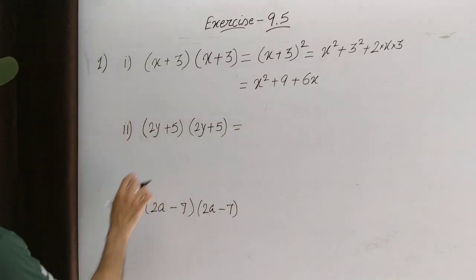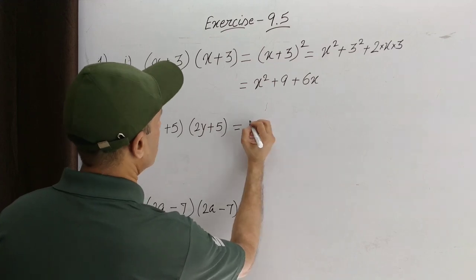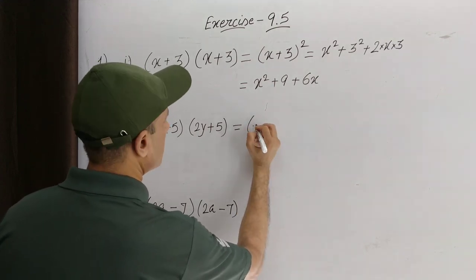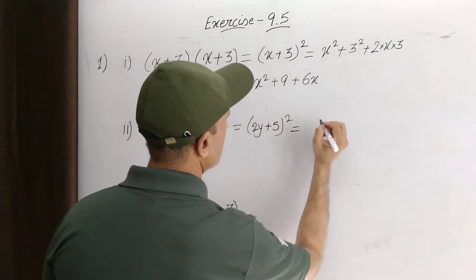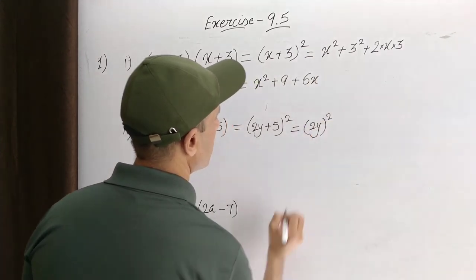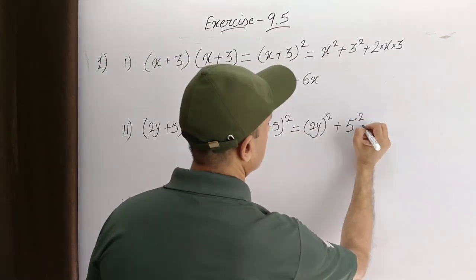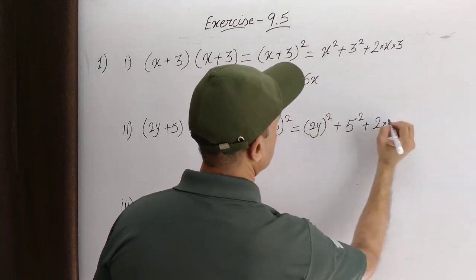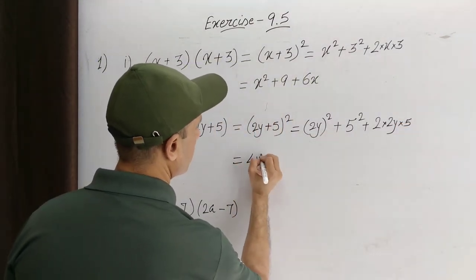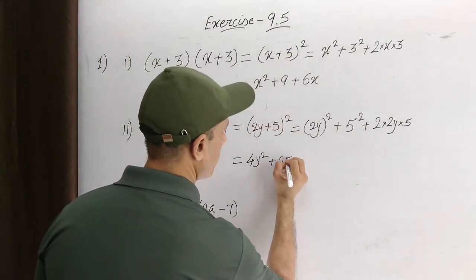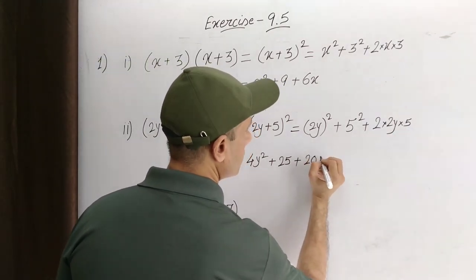Second question. Same, (a plus b) into (a plus b). So we write it as (a plus b) whole square. This is equal to a square, that is 2y square, plus b square, that is 5 square, plus 2 into a into b. You get the result as 4y square plus 25 plus 2 into 2 into 5, 20y.